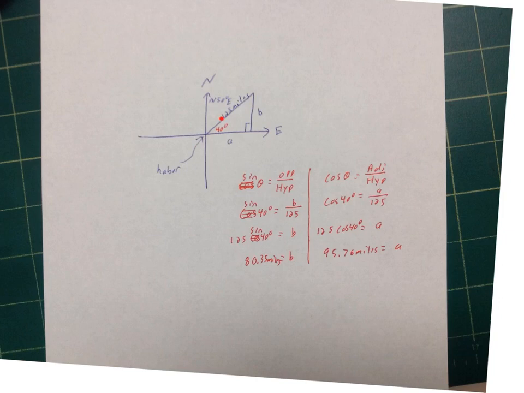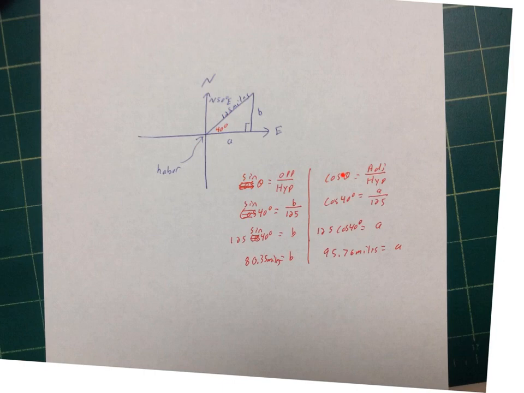So if this angle is 50, this angle will be 90 minus 50, or 40. Then you can use your trig functions to find, I label these A and B. The sine of this angle will be opposite over hypotenuse. So the sine of 40 degrees would equal B over 125. Here's sine, here's the angle, here's the opposite, and here's the hypotenuse.